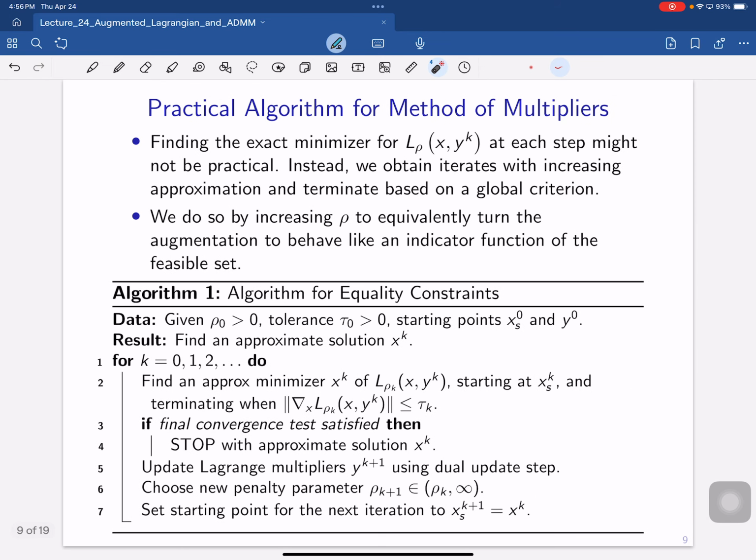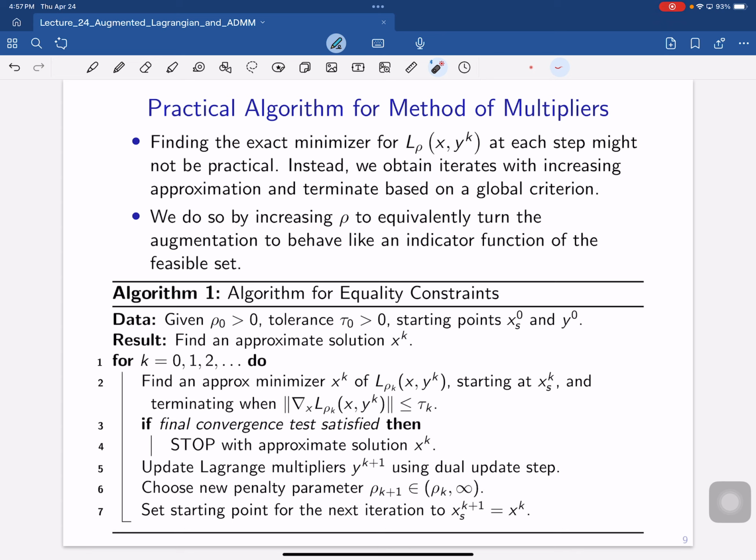Now let's talk about the pseudocode of these methods. One of the practical considerations here is that finding the exact minimizer at each step might be impractical. So for the first few iterations, you may consider some early termination. The other thing is how to choose rho. In practice, you would gradually increase rho.